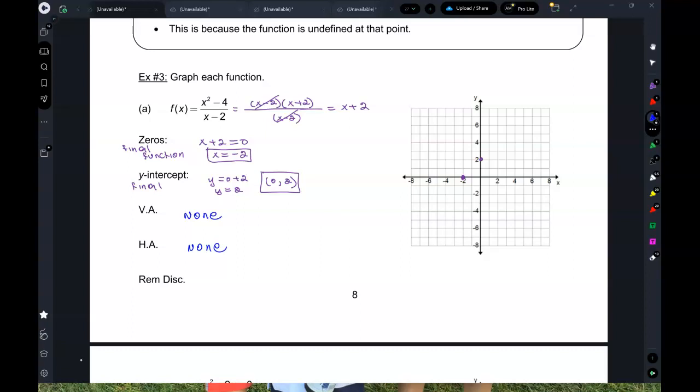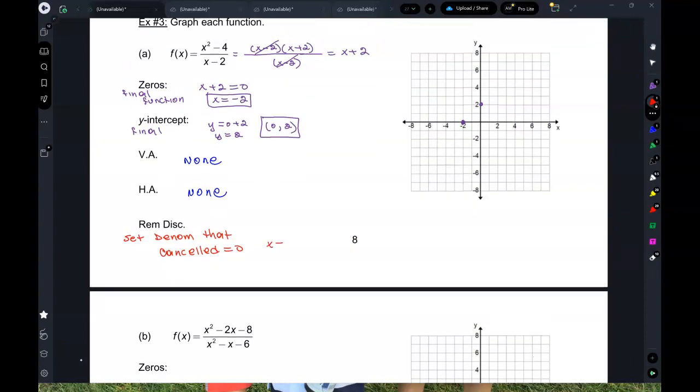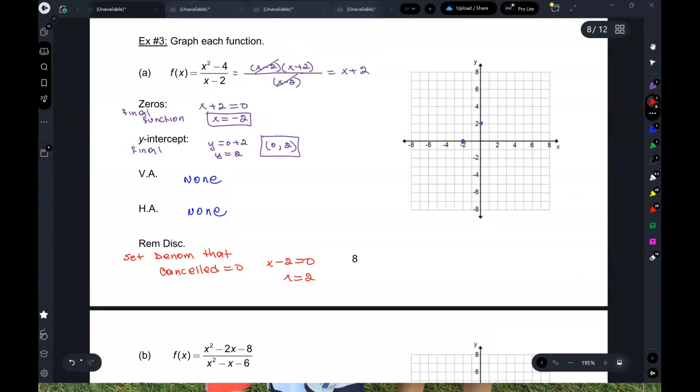Okay, the removable discontinuity, this is the one now. For the removable discontinuity, you set the denominator that canceled equal to 0. Which denominator canceled? X minus 2 canceled. So you set it equal to 0, and it's at x equals 2. So there are no horizontal asymptotes. There are no vertical asymptotes. There is really nothing to do here.